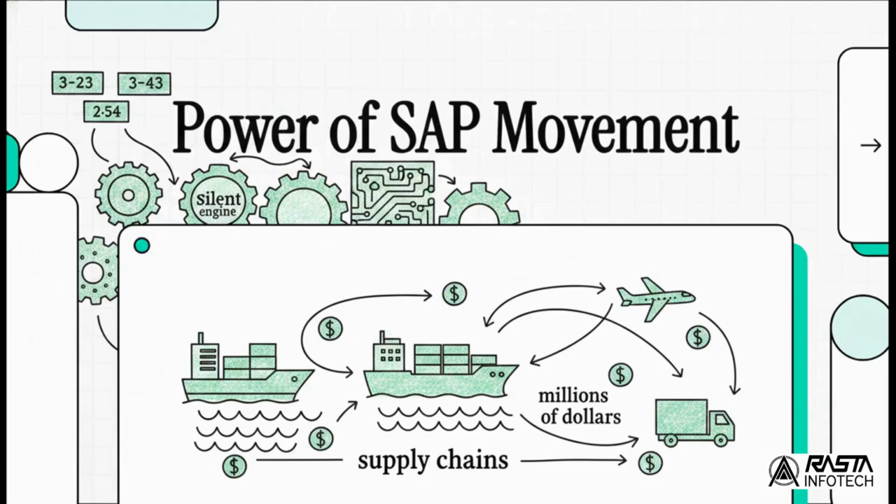Welcome to This Explainer. Today, we're unpacking what is basically the hidden engine of the global enterprise, the simple three-digit SAP code. We are really zeroing in on the strategic power of movement. I mean, it's pretty wild to think about how just a few keystrokes on a screen can literally dictate the flow of millions of dollars of physical goods all around the globe, right?